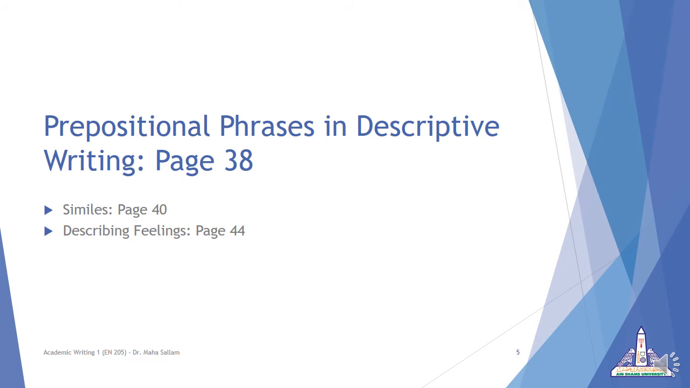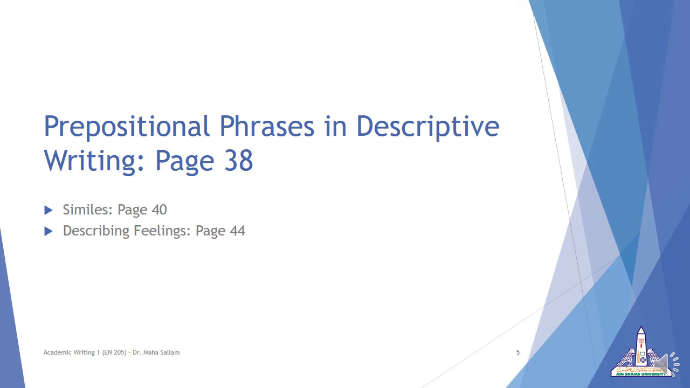Now, in addition to prepositional phrases in descriptive writing to show the location, as we have said, we can also use similes. And again, we have mentioned similes as when you want to show the resemblance between two things. She is as beautiful as a rose. This music is as clear as silver, things like that.